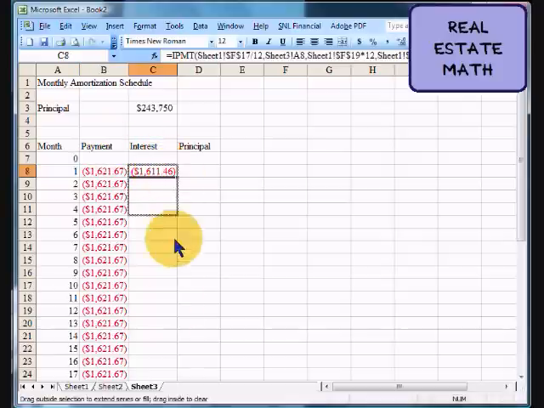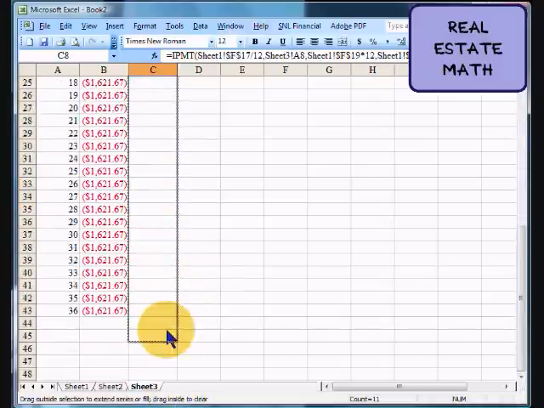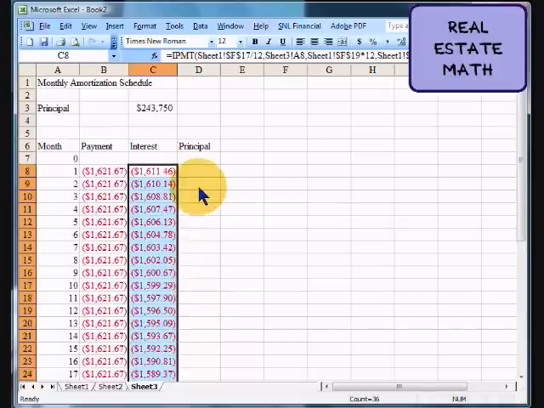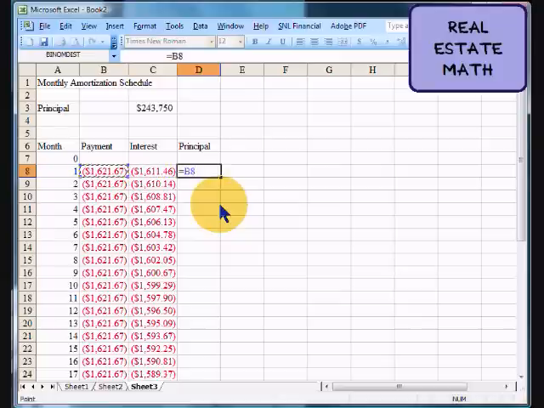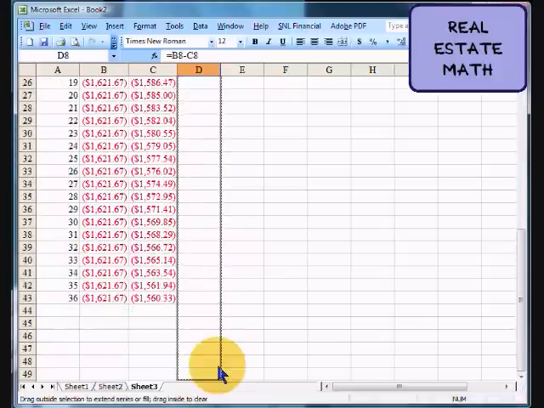Now we'll just drag that down, and you should see that the interest payment is declining every single month, as we would expect. If I were to drag that out 30 years, we would see that go to nearly zero. So what about the principal? The principal is just going to be the difference between these two. So if we just take our payment and subtract the interest, we're going to have the principal. This is the amount of principal reduction that we had for each one of these periods.